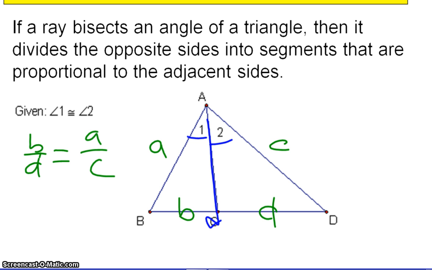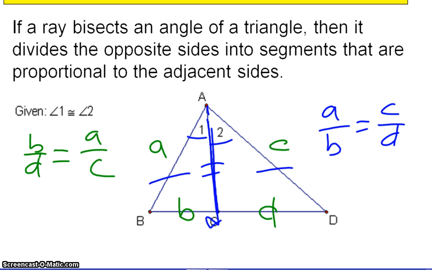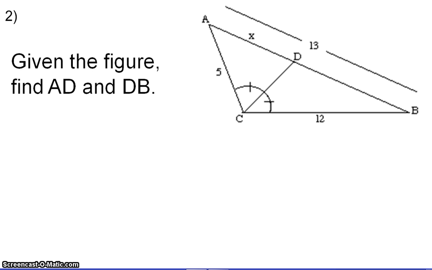You could also set it up, same concept, where it's dividing it right here. A over B is equal to C over D. The same exact proportion when you cross multiply. Algebraically, this problem is a little different in the sense that it gives the whole side of the other side of the triangle. If this one is x, we know that the whole thing is 13. We can say that this one is 13 minus x.